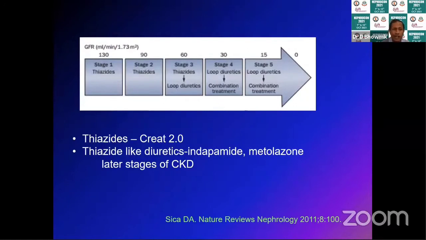Thiazides would act up to a creatinine of 2, so roughly early stages of CKD, stage 3 maybe, or even less than that. You can probably add a thiazide-like diuretic, indapamide and metolazone, which are useful in the later stages of CKD. So initially thiazides, then thiazides going on to loop diuretics, and then the first choice would be the loop diuretics and the combinations which I mentioned, which you can continue to use in stage 5 as well.